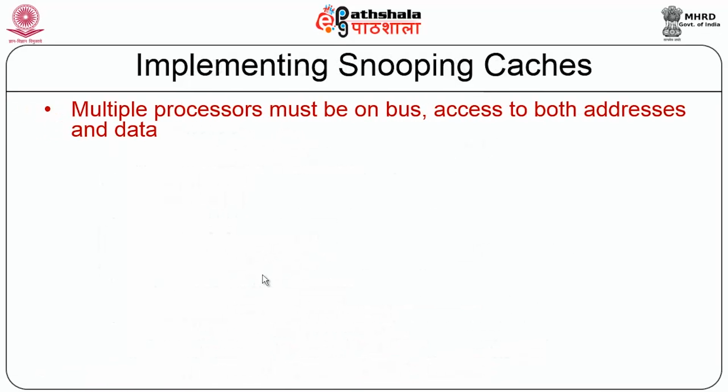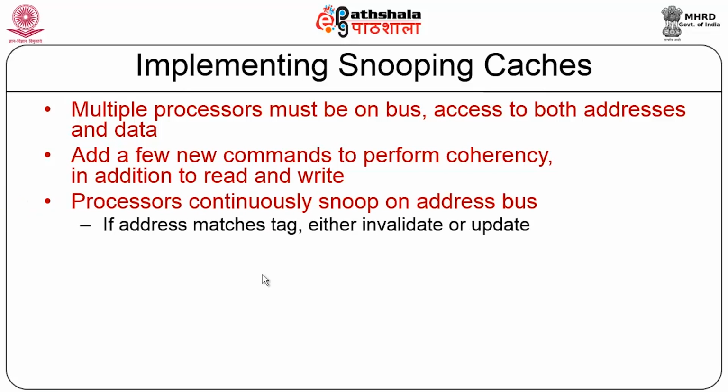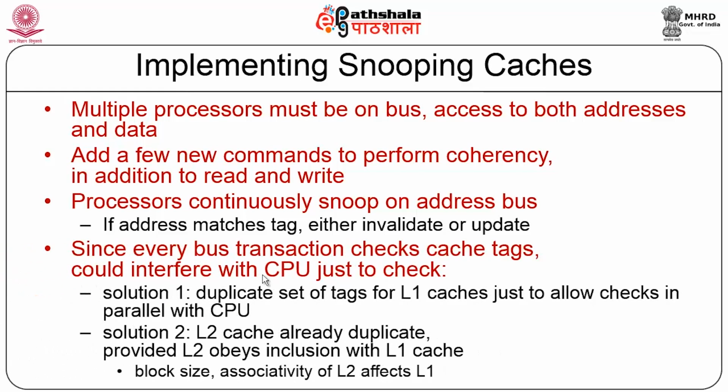The basic two problems are, multiple processors must be on the bus, trying to have access to both addresses and data. This means you may have to add a few commands to perform coherency in addition to read and write, and processors continuously snoop on the address bus. If the address matches the tag, you either have to invalidate the block or update the block, depending on the request that is coming in.